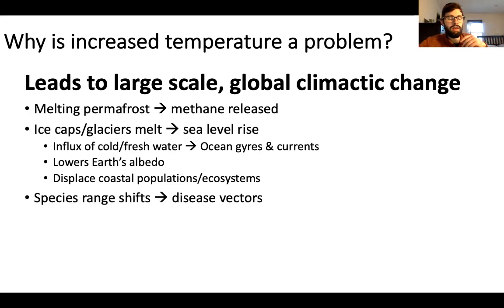Additionally, going hand in hand with that, as the temperature increases, the range of various species where they can live is going to change, and that's also going to change where diseases are most commonly found, which we talked about in my last video.